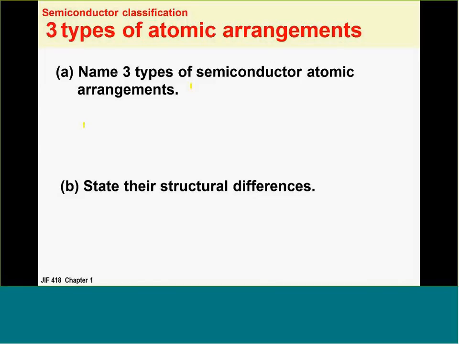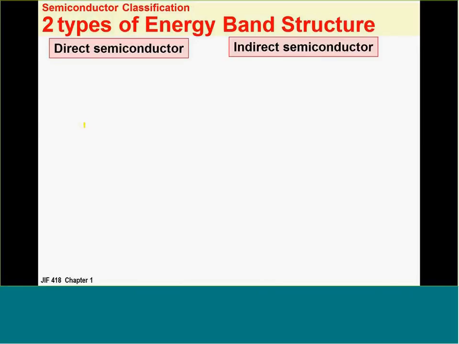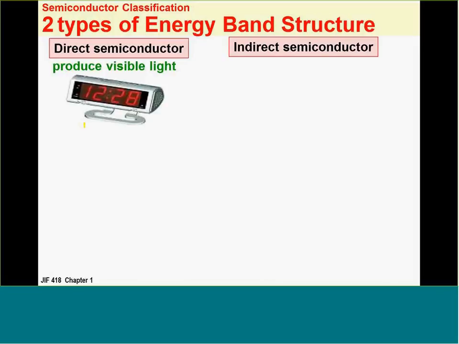Alright. So lastly is something about the band structure. So you can have a direct semiconductor and also indirect semiconductor. Tapi direct semiconductor, it will produce visible light. Sebabnya, whenever the electron from the conduction band, bila dia nak turun tu, dia turun ke valence band, where basically the amount of energy that is being given out is in the visible region. So that's why we can have visible light.